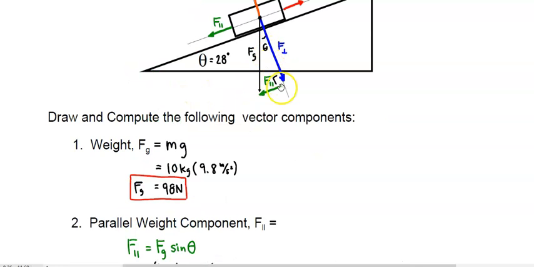The parallel component, which is the green vector, is equal to F sine theta. As we learned in the last lesson, the parallel component is opposite of the angle, and that opposite goes with sine. So it's the weight from step 1, 98 newtons, times the sine of the angle of 28 degrees, which is given in this problem. The perpendicular component will be the weight times the cosine of 28 degrees. So here we have 46 newtons parallel force and 86.5 newtons, which is the perpendicular component.